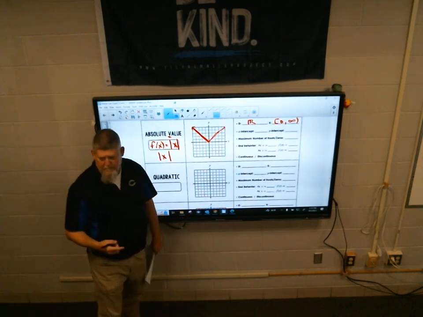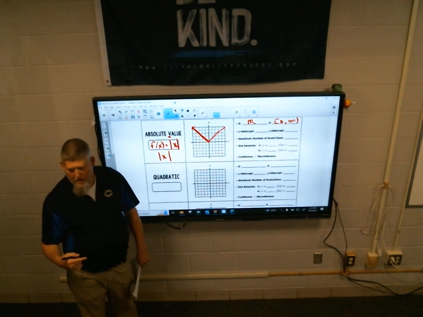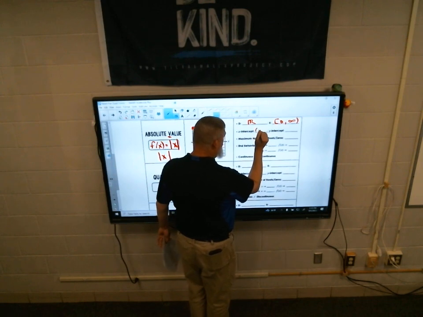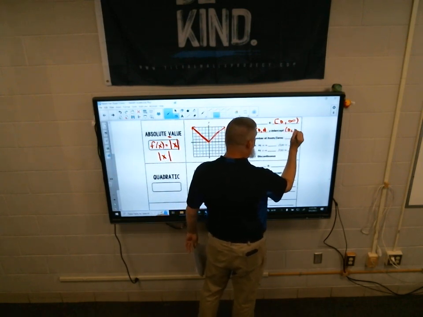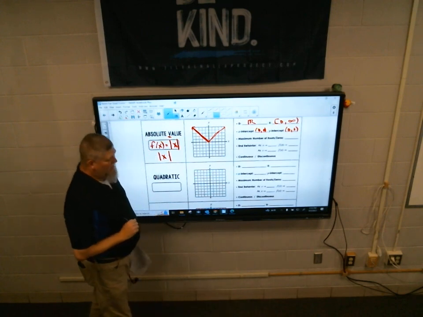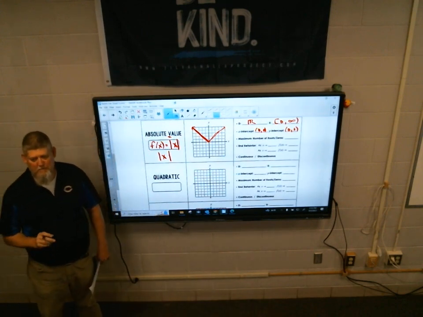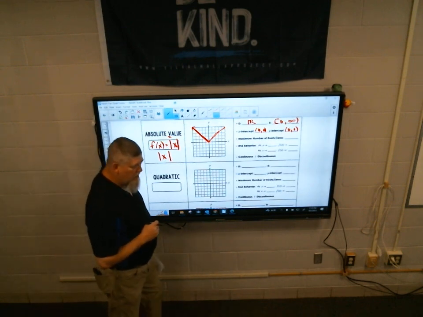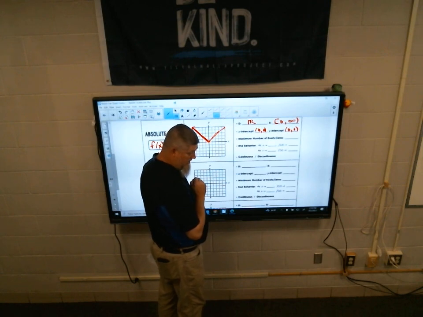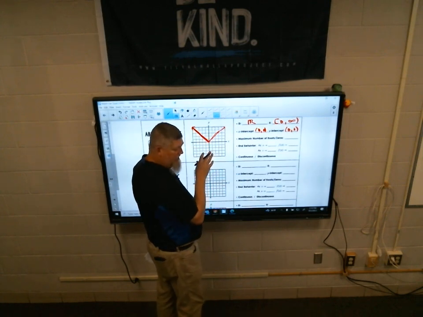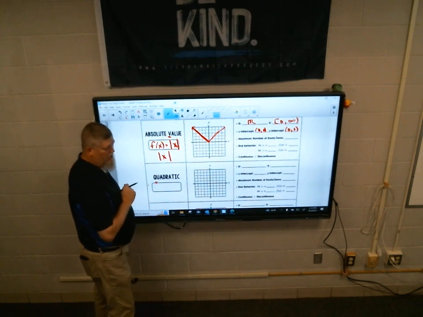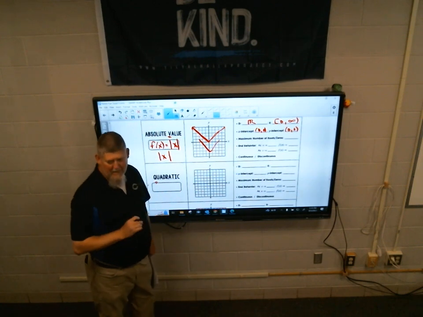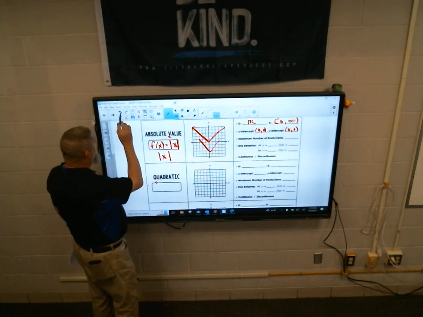You can tell the x and y intercepts. What are the x and y intercepts? (0, 0). They're both the origin. Be careful. What's the maximum number of roots an absolute value function can have? 1. Well, the parent function only has one. But could I move this graph to somehow get more than one? If I just shift it down. So what's the maximum times it can cross the x-axis? 2. Okay, it could cross it twice.